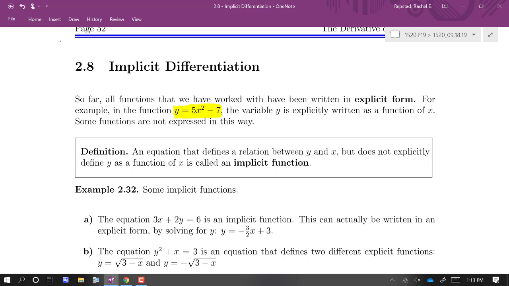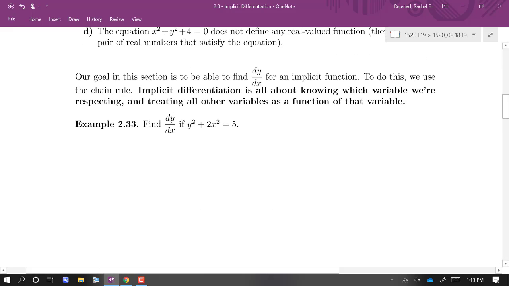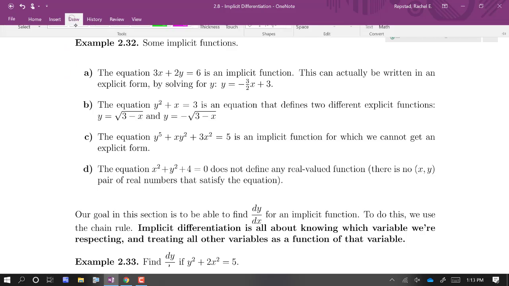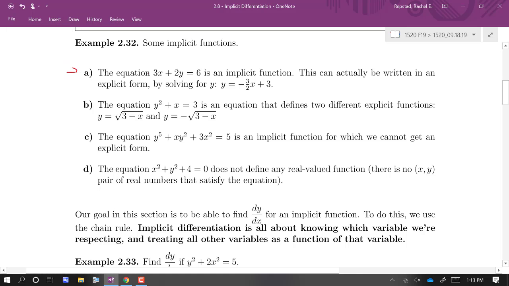So here are some examples. They're equations that are just not set up as y equals and then stuff with x on the other side. In this first one, 3x plus 2y equals 6, that's implicit because it's not solved for y. As it turns out, that equation does define y as a function of x, and we can get an explicit form. It's a line, right?